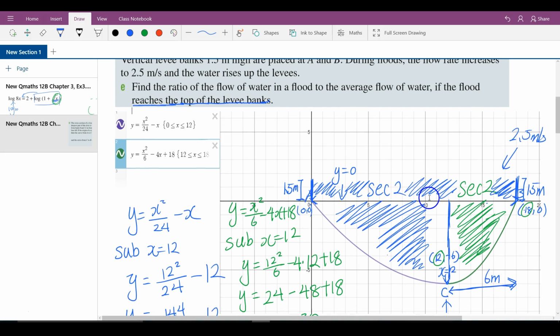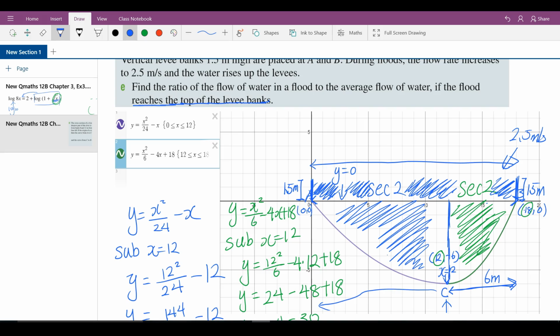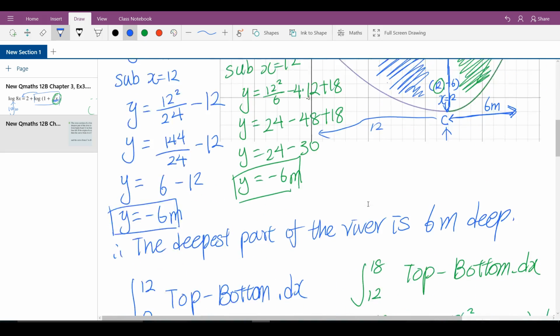Okay. Alright, so that means we just got an extra rectangle block of water. Right? This block is 1.5 meters high and how long? We know from C to B is 6 and C to A is 12. So 6 plus 12 is 18. So the whole thing is 18 meters long. So we've got an extra rectangle or block of water there. Right? Let's find out the area of that.